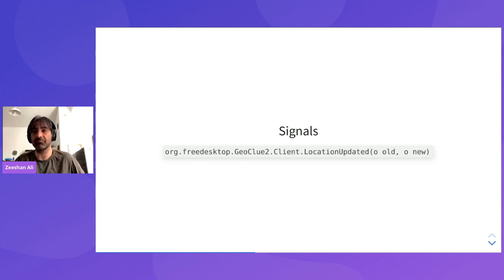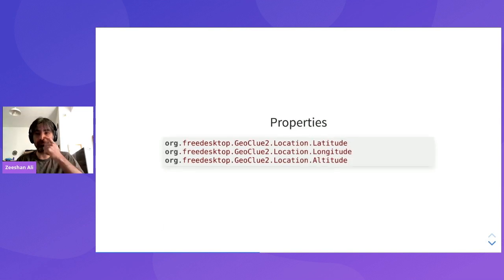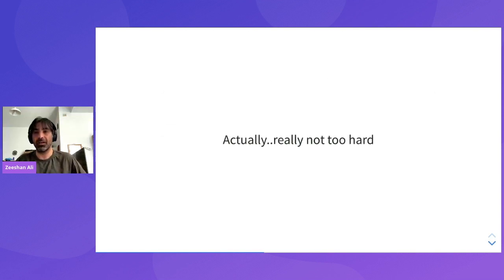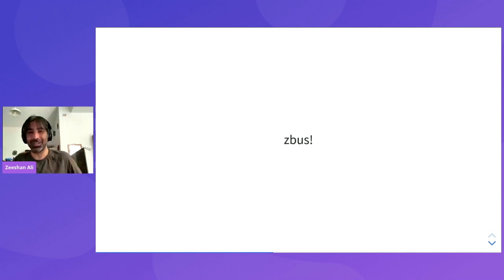A signal is just a method call, but it's a broadcast. So it's like an event broadcast. And properties, which are just fields in a struct, for example, just like that. So I was like, actually, this is not that hard. So I was like, let's just do it, right? So I started this project called zbus. Cool name, right?